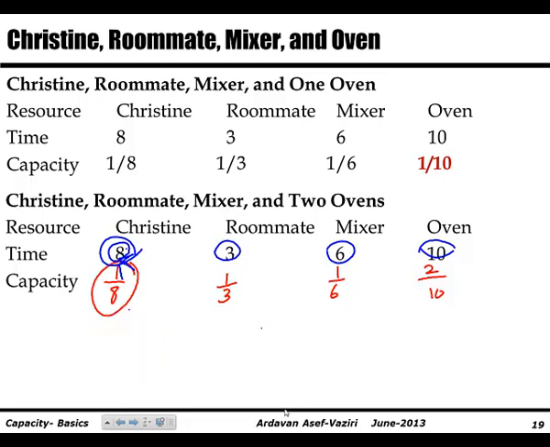Utilization is 1 over 8, 1 over 3, 1 over 6, 2 over 10, and the process capacity is 1 over 8.